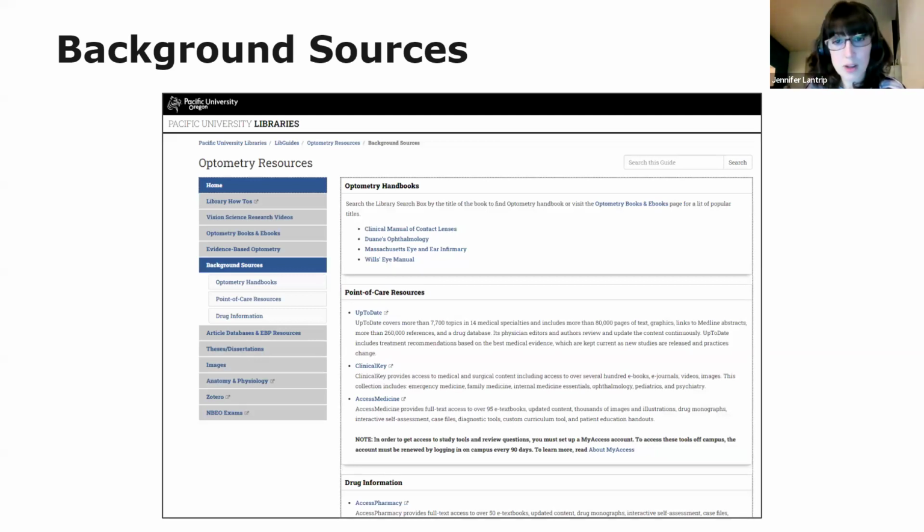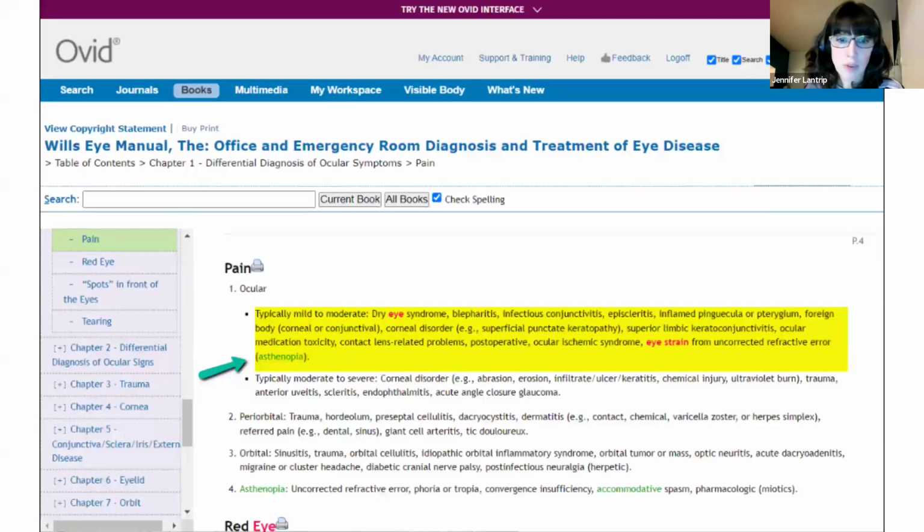the Background Sources page. You can also click the Evidence-Based Optometry page and look under Find where to look for evidence. Make sure to use these links as opposed to Googling these databases on your own. These are what provide you access as a Pacific student.